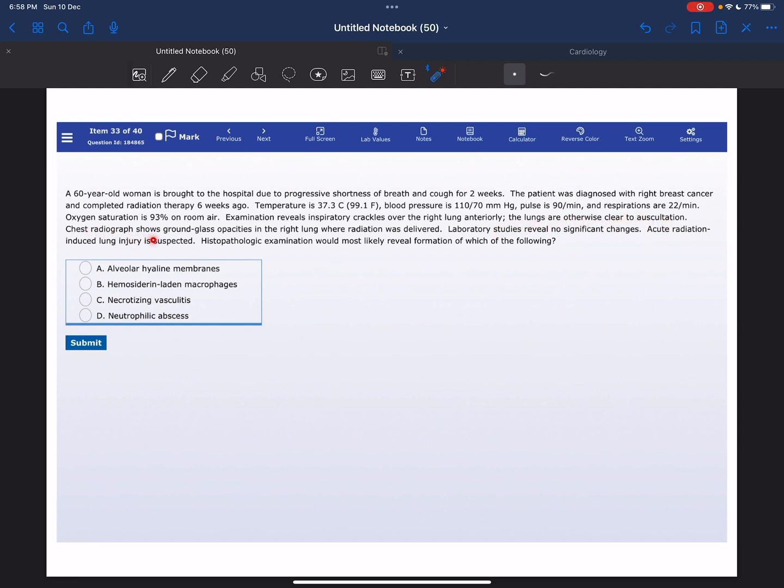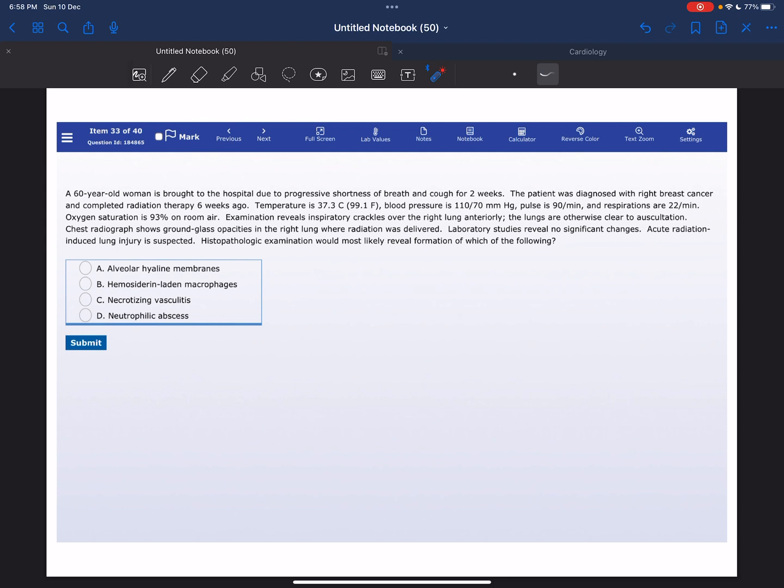Chest radiograph shows ground glass opacities. That's a key word here. In the right lung where radiation was delivered. That's our keyword for today. Laboratory studies reveal no significant changes. Acute radiation-induced lung injury is suspected. Histopathologic examination would most likely reveal formation of which of the following?